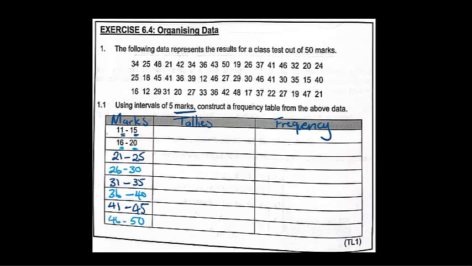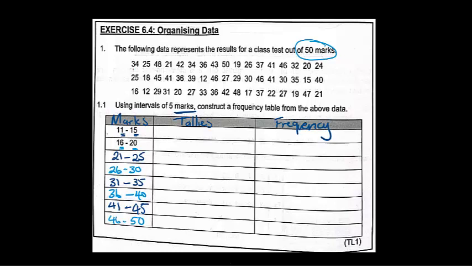The reason we stop at 50 is because the maximum is 50 marks. You don't have more than 50 marks. Nobody can get 60 out of 50. So now we need to take this data and put it into the table. There are different ways of doing this, but in essence we're going to go through it one at a time.